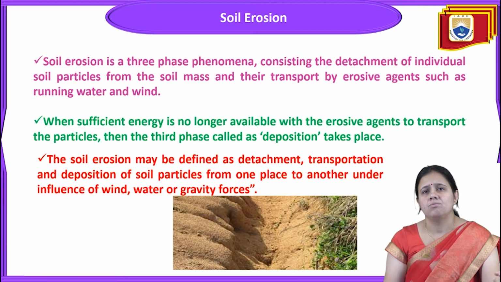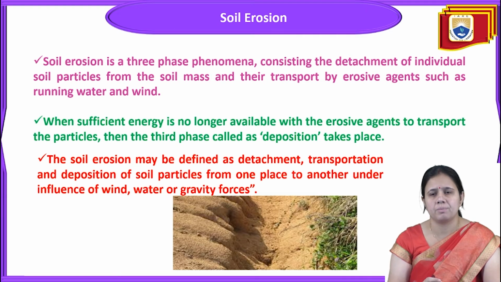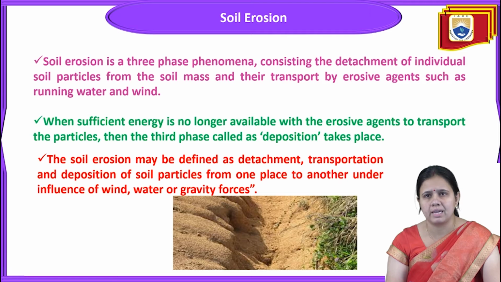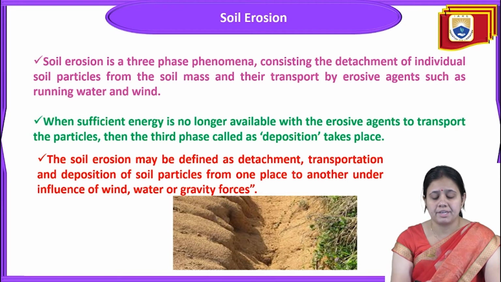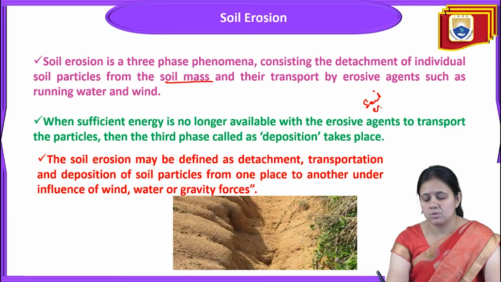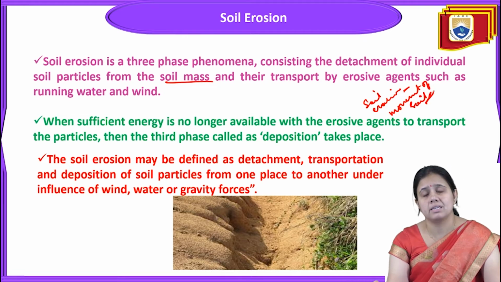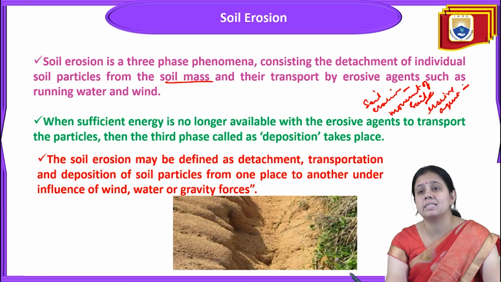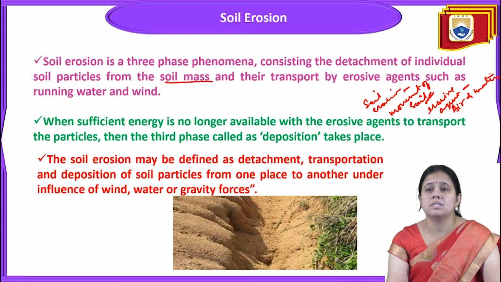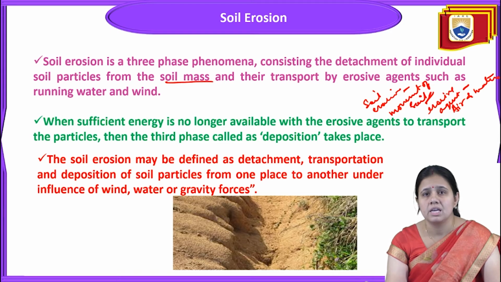The next point is that we can define it as a three-phase phenomenon. Soil erosion consists of the detachment of individual soil particles from the soil mass and their transport by erosive agents like running water or wind. So what are the erosive agents? Soil erosion is the movement of soil, and this movement is caused by some agents. These are called erosive agents, and they are air and water, wind or water. So this is about soil erosion.